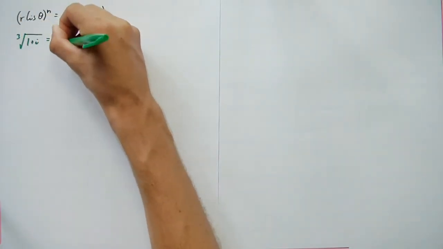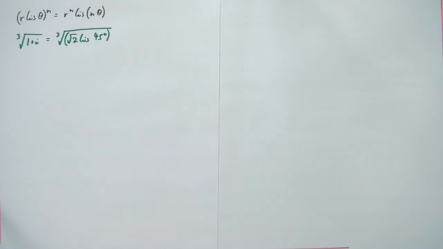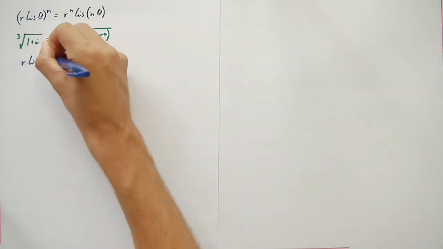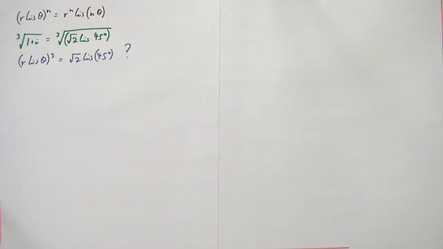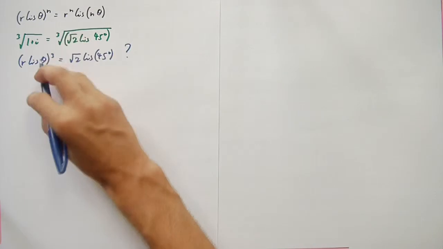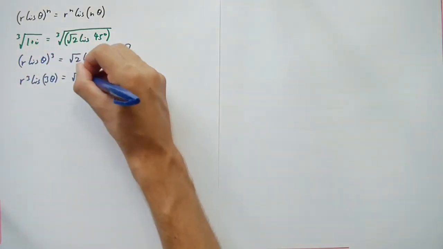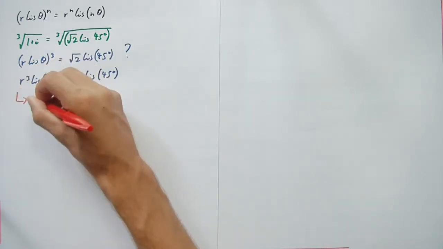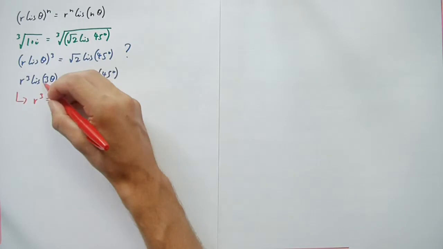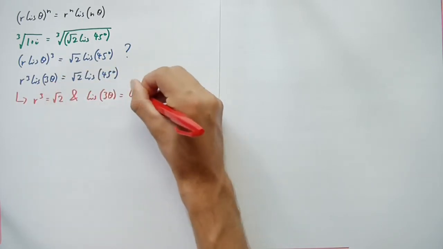Anyway, when we're trying to find the cube root of root 2 cis 45 degrees, what we're really asking is: what complex numbers r cis theta equal root 2 cis 45 degrees when I cube them? Or in other words, what values of r and theta satisfy (r cis theta) cubed equals the square root of 2 cis of 45 degrees? Well, De Moivre's theorem simplifies the left-hand side to r cubed cis of 3 theta. So what we are really asking is for what numbers r and theta is r cubed equal to the square root of 2 and cis of 3 theta equal to cis of 45 degrees.